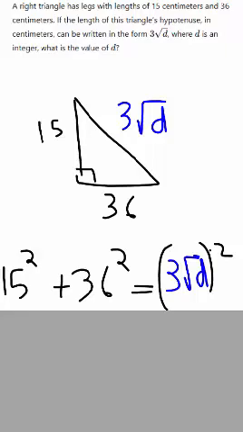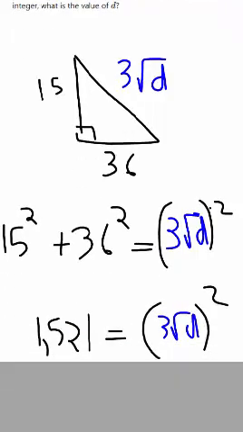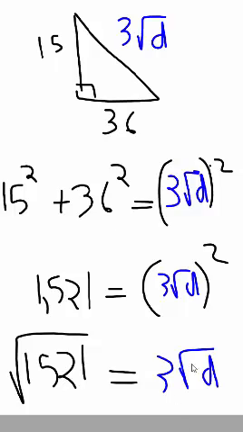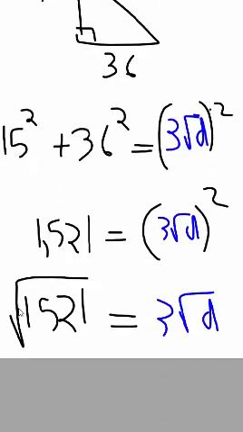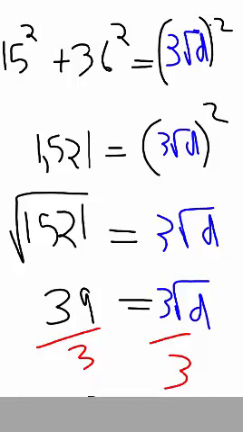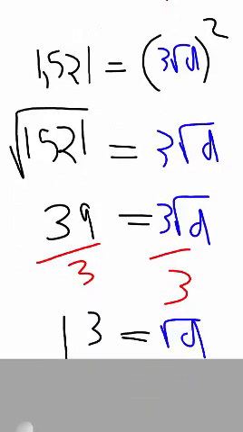So we simplify the left side, you're going to get 1,521 equals 3 times the square root of d squared. So the next step is I'm going to take the square root of both sides. When I take the square root of the right side, it's just going to become 3 times the square root of d, and the left side will of course become the square root of 1521. And we're trying to find d, so I can now divide both sides by 3 to get rid of the 3 on the right, and to get the square root of d is 13, right?